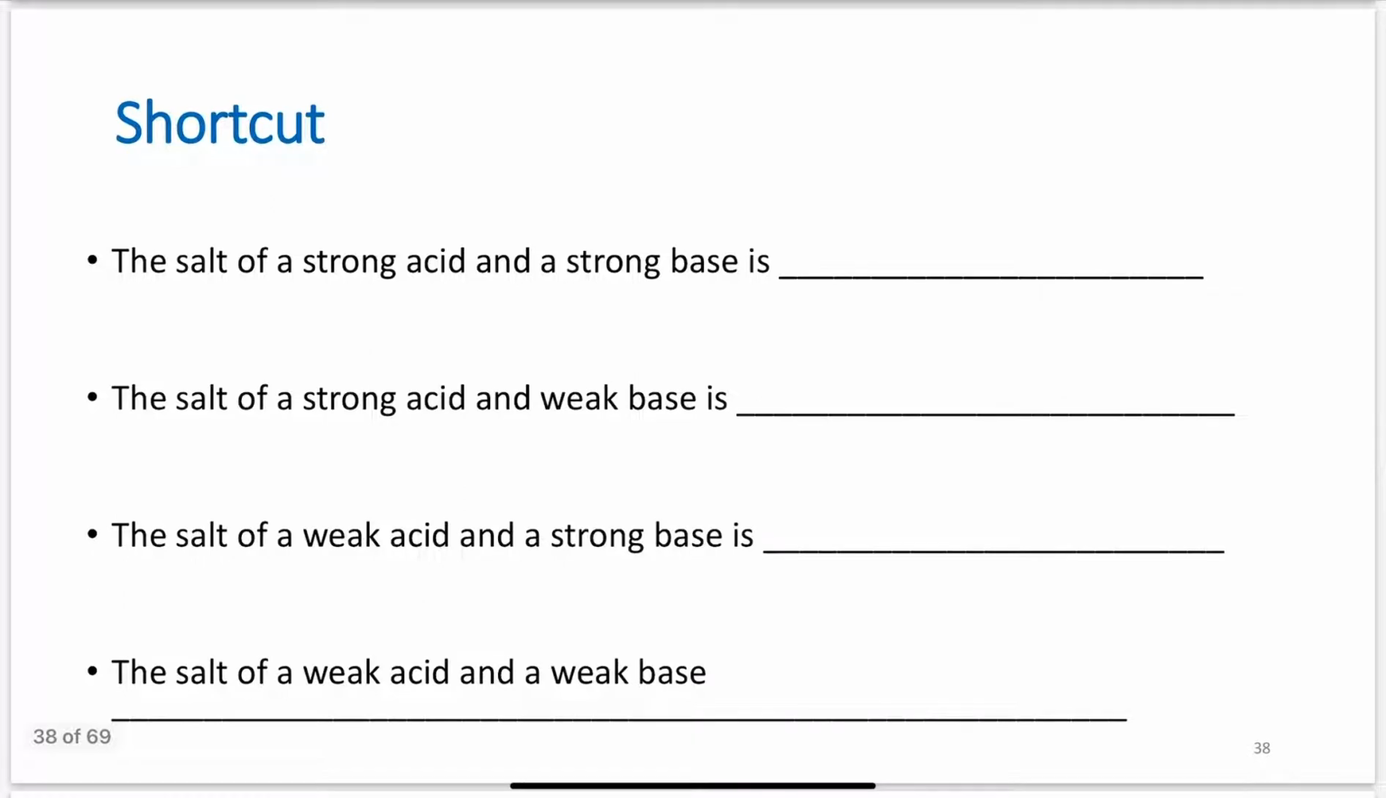A general shortcut you can follow that will get you to the right spot if you can recognize where these salts are. The salt that is formed from a strong acid reacting with a strong base is always neutral, such as sodium chloride, potassium chloride. They're both neutral in solution, always. If I have a salt, so the salt is the product of the reaction of a strong acid and strong base.